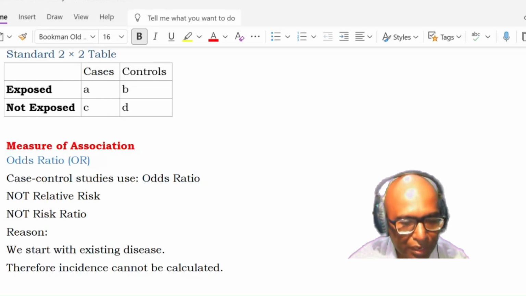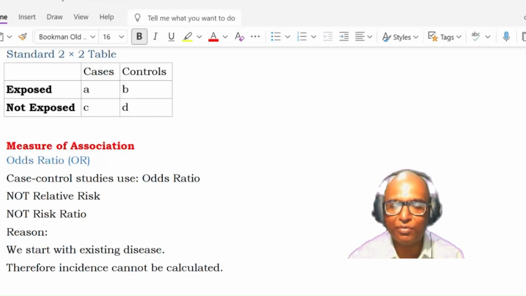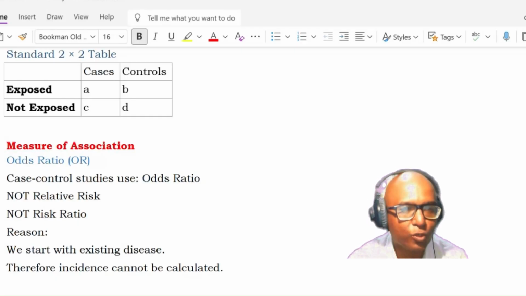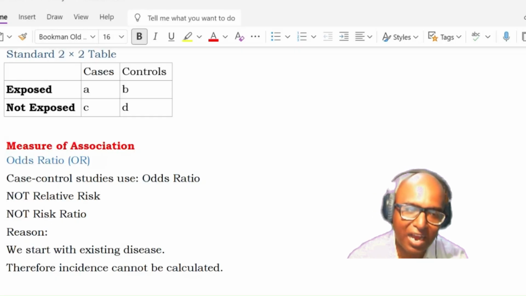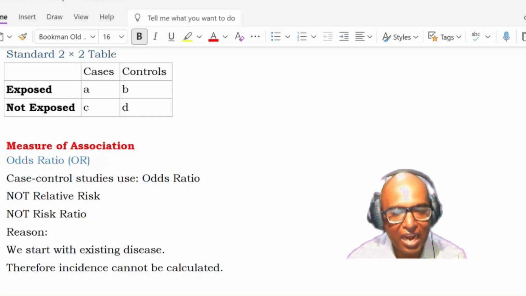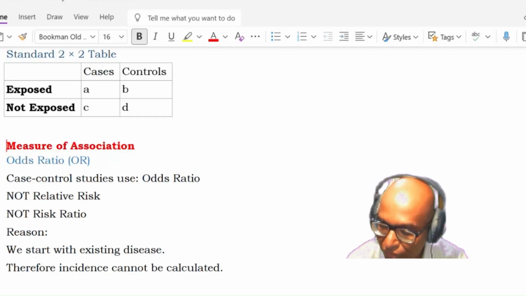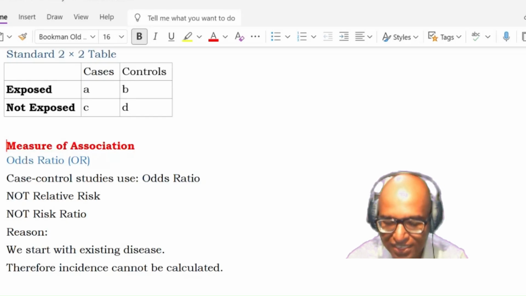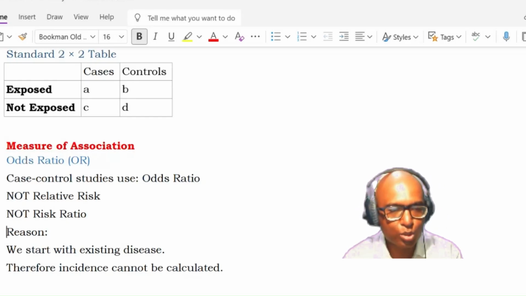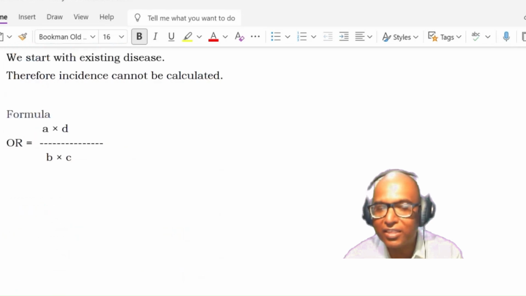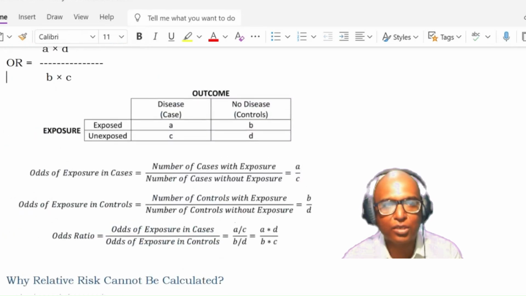Here you cannot calculate the incidence, and you cannot calculate the relative risk in a case control study. You will only get the odds ratio. So case control studies use the odds ratio, not the relative risk, not the risk ratio. What is the reason? Because we start with the existing disease, we start with the outcome. Therefore incidence cannot be calculated. Incidence requires new cases, while here the disease has already happened.